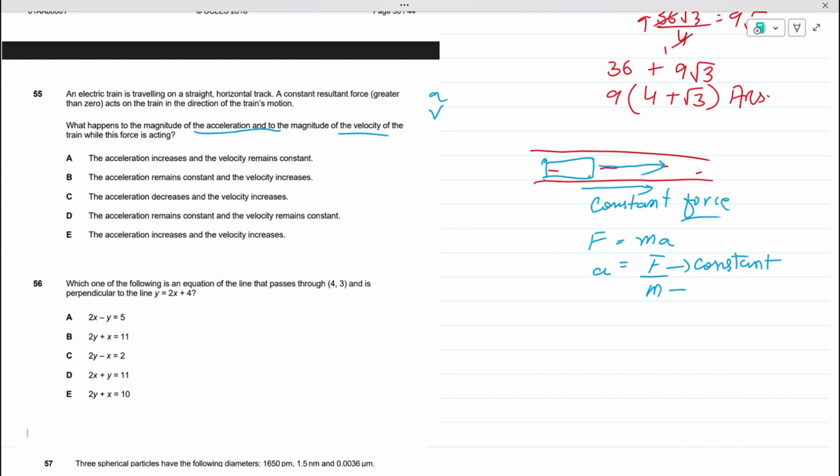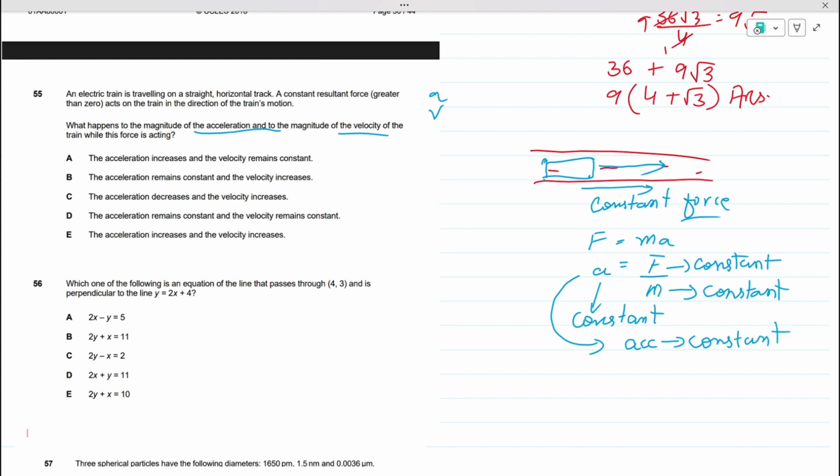Force is constant. And mass cannot be changed. Mass can never be changed, right? Mass of anything would remain the same. So mass is also constant. Because force and mass both are constant, acceleration would also be constant. Okay. Now see, from here what we draw is that our acceleration would not change. Our acceleration is constant.